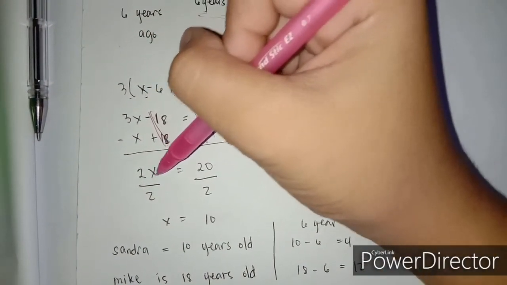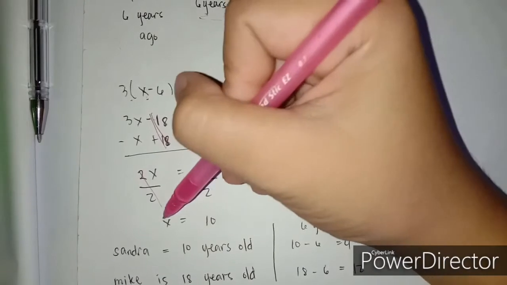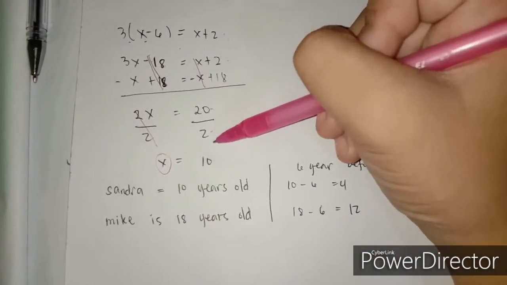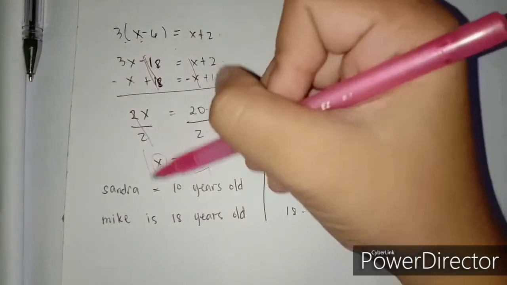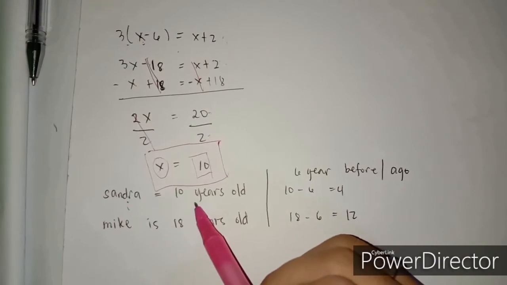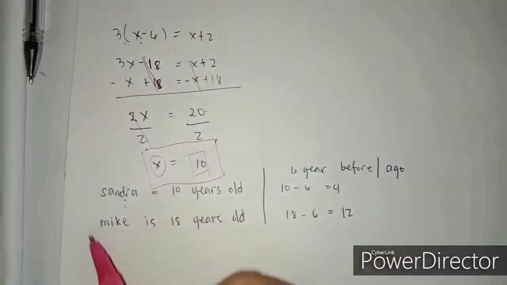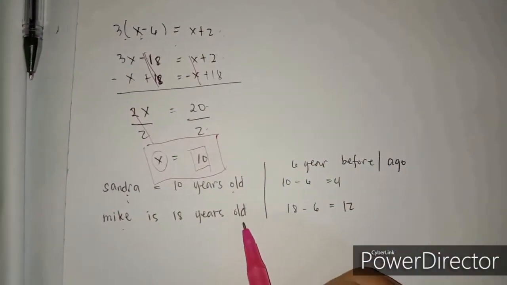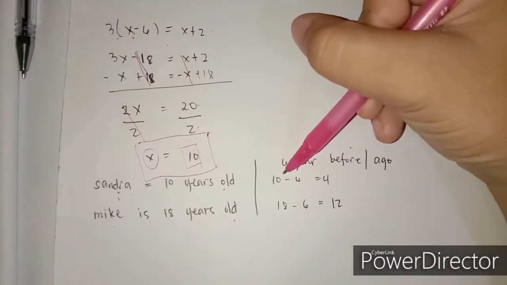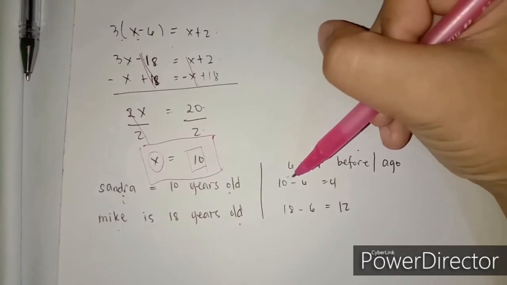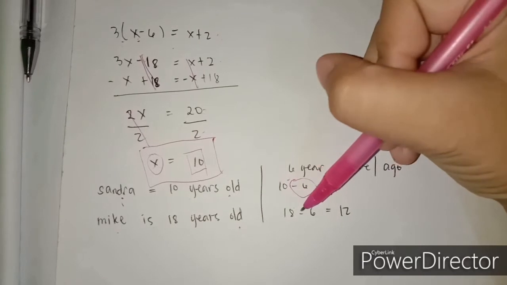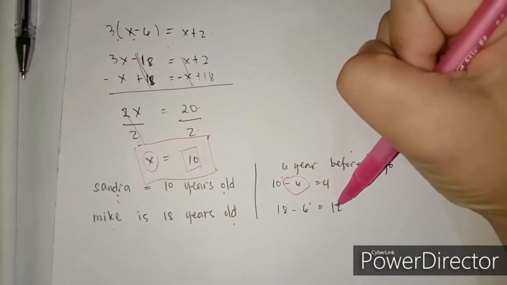Divide both sides by 2, this will be cancelled out and x will remain. 20 divided by 2 will be 10, so x is equal to 10. Sandra will be 10 years old and Mike is 18 years old. So 6 years ago, it will be diminished by 6. 10 minus 6 will be 4, and 18 minus 6 will be 12.